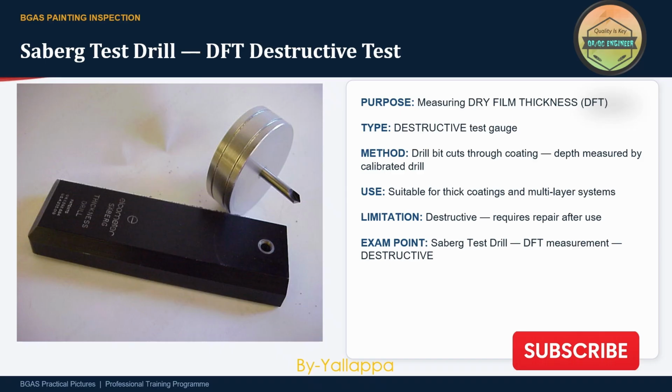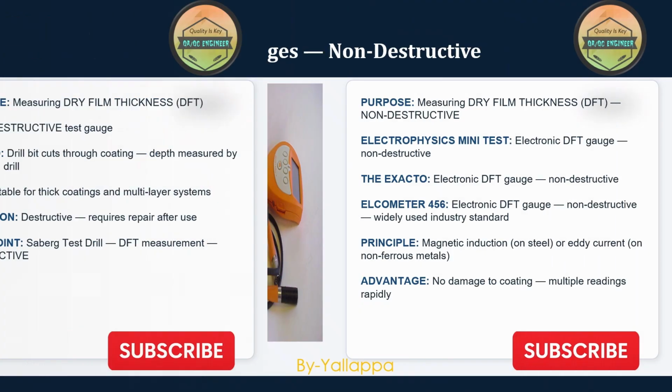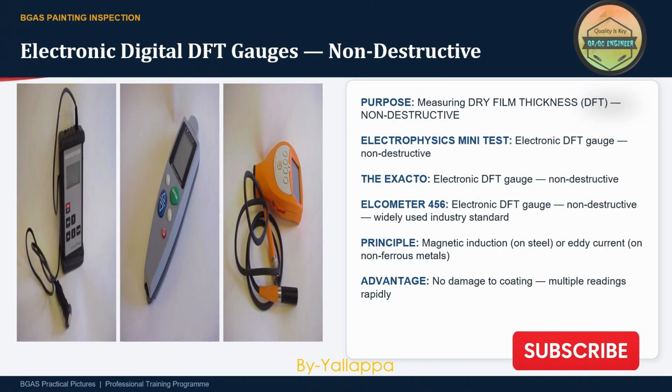Inspectors use the resulting measurements to verify compliance with specification requirements. This slide shows electronic dry film thickness gauges. These are among the most commonly used instruments in coating inspection. On steel substrates, the operating principle is magnetic induction. On non-ferrous substrates such as aluminium, eddy current technology is used.